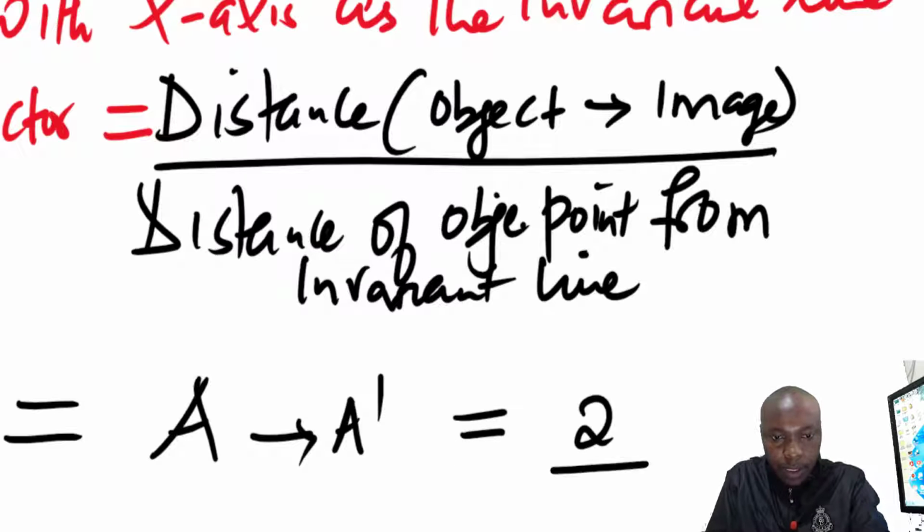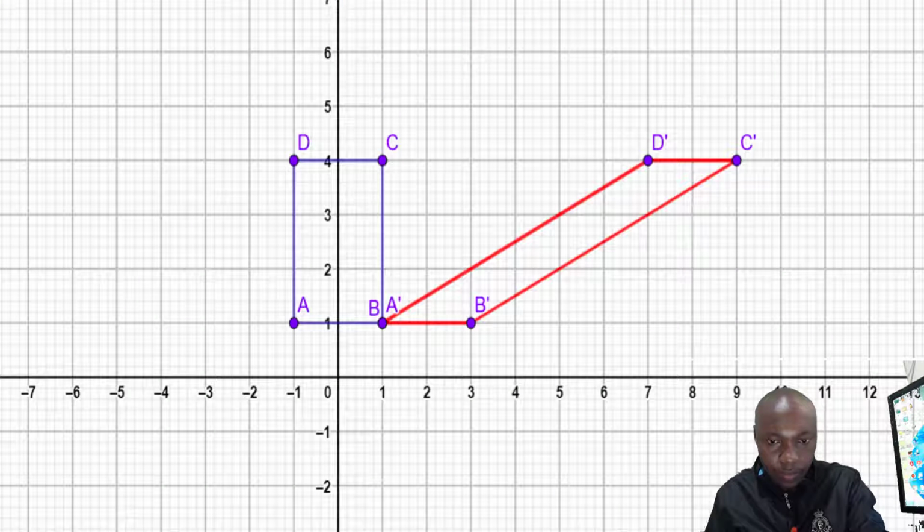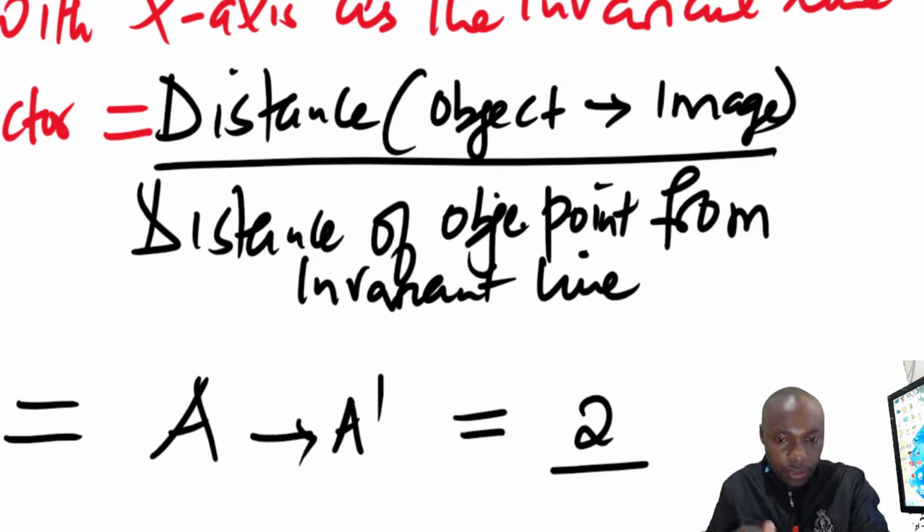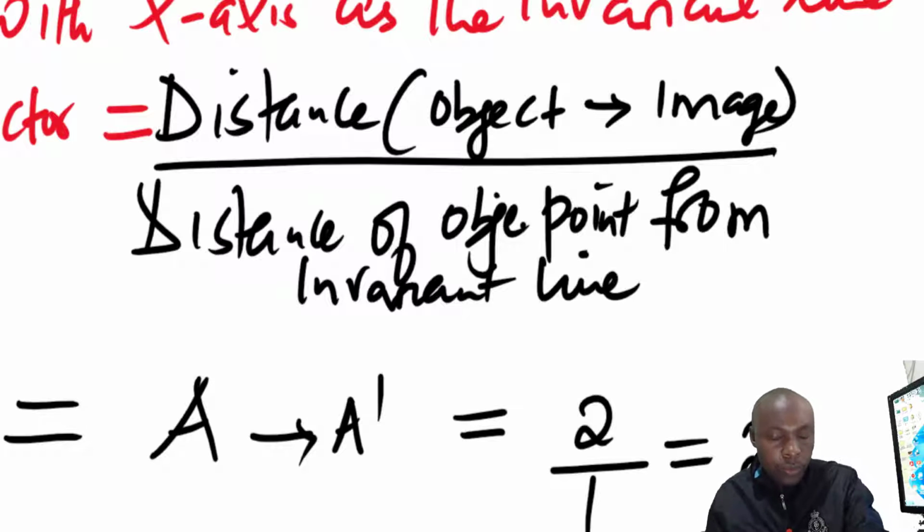Then we divide by the distance of the object point from the invariant line. So we take an object like A. Object point is A. So the invariant line is the x-axis. You can see from the x-axis, which is the invariant line, to A, that is only 1 square. So that would be 1. The distance is 1. So divided by 1, therefore the shear factor is 2.